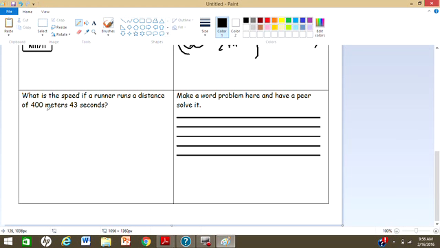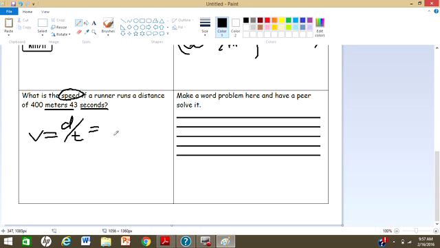This last one is, what is the speed if a runner runs a distance of 400 meters in 43 seconds? Okay, so now we're back to the real, like most scientific velocity problems are done in meters per second. And so that's what we're going to leave it in, meters per second, and we're looking for speed. Okay, so speed is V equals d over t. Remember, the speed and the velocity are the same formula. The only difference is that if we had a velocity problem, we'd have to have a direction. This is a speed problem, so we don't need direction.